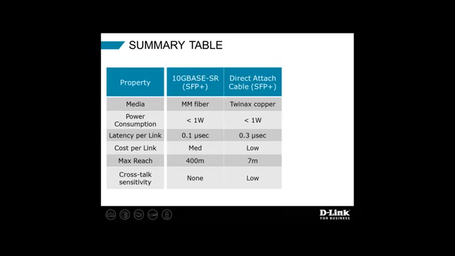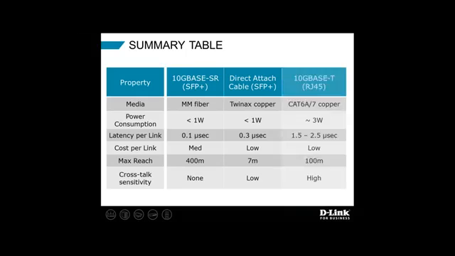With direct attach that we talked about on the previous slide, it's twinax copper, again low power consumption, low latency. The cost is pretty low, but we're limited on distance, so 7 meters maximum with direct attach, and not a lot of concerns with crosstalk. I say low on crosstalk. I didn't put CX4 in here because of the distance limitations and the fact that CX4 is slowly falling out of favor.